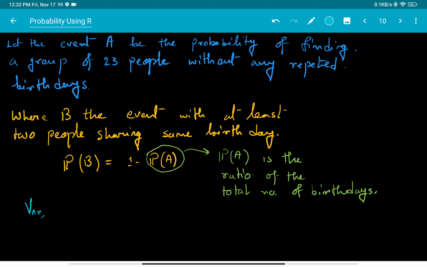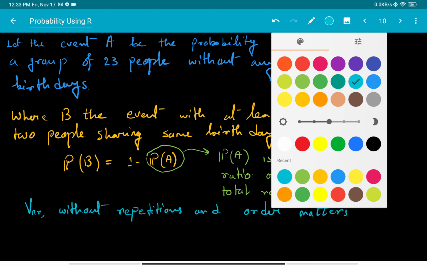So that is, without repetitions and where order matters. We can also take an example.